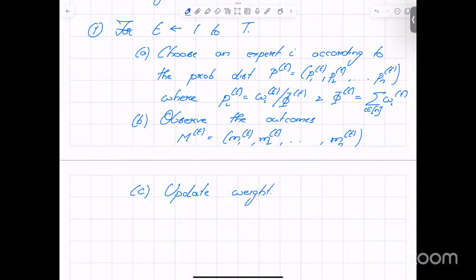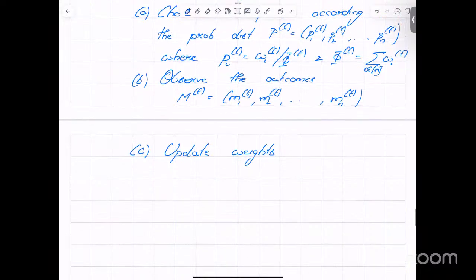Update weights. That is, for each i in n, we're going to replace w_i^(t+1) to be w_i^t times (1 minus epsilon times m_i^t).